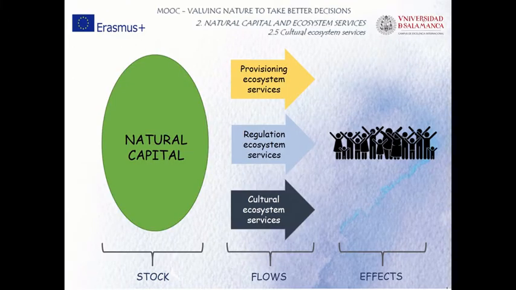So if you remember the roadmap, natural capital as a stock provides ecosystem services, which are flows, as benefits to the people. And then cultural ecosystem services is the third of the categories of the CICES classification, the shortest one as well.